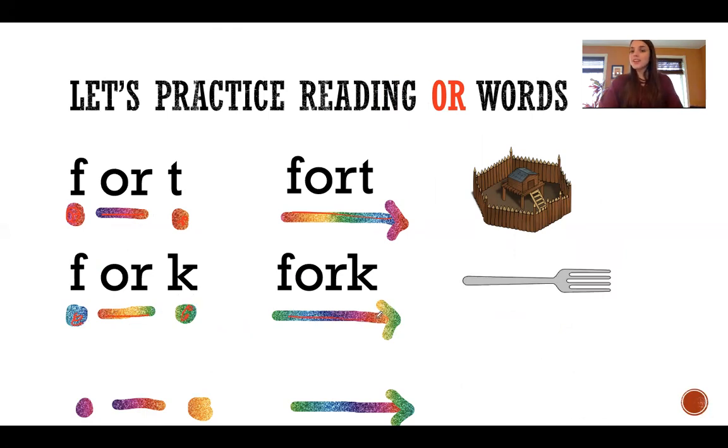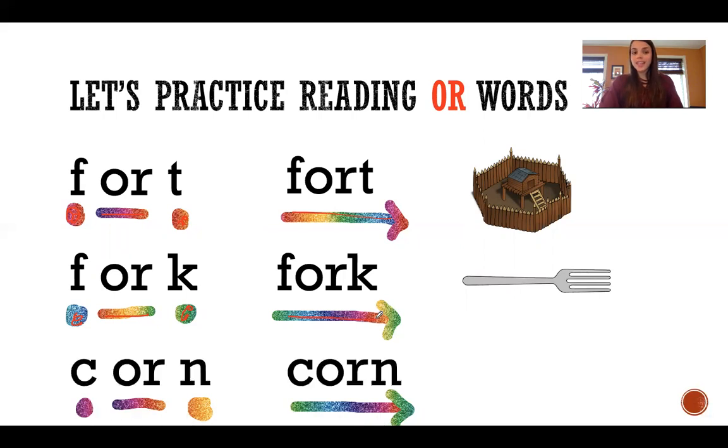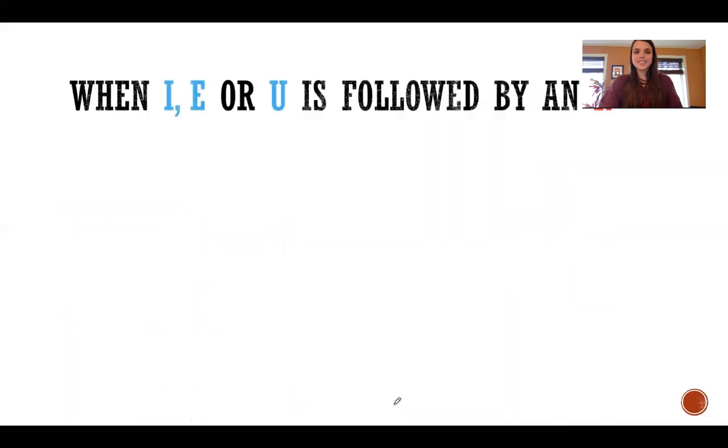Fork. If you want to try this last one all by yourself, go ahead. Remember, OR makes one sound and says or. Did you get corn? Let's see. K, or, n, corn. Awesome work, friends.